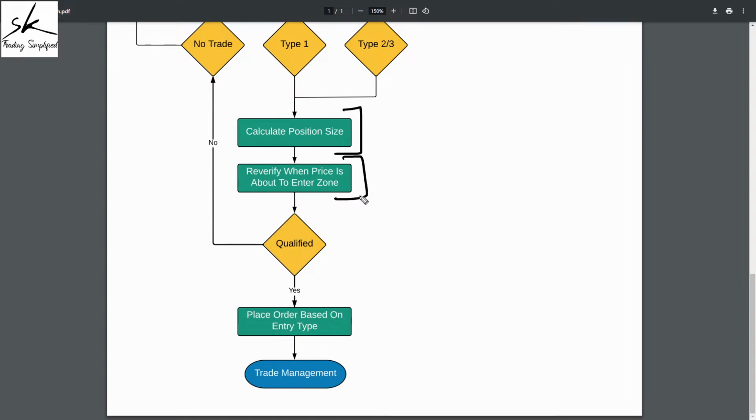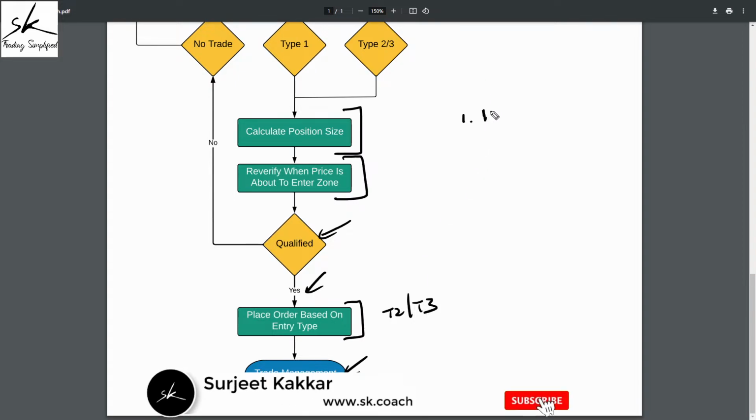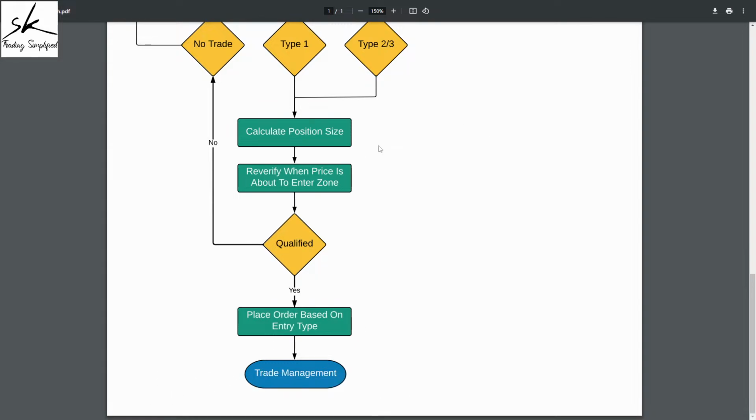Whenever the prices are back, we'll re-verify, because markets are not static, they are dynamic, conditions are changing almost every other second. So we'll have to re-qualify that. Does it still qualify based on my trade plan? If the answer is yes, we place our order based on the entry type, in this case a type 2, type 3 trade. And once your order has been executed, the last step is trade management, where at 1:1, we'll make it break even. And after that, if we get the opportunity to trail, we start using our trailing stop loss. So this is how we plan trades, very mechanically, very rule based. And that's your example for today's session.